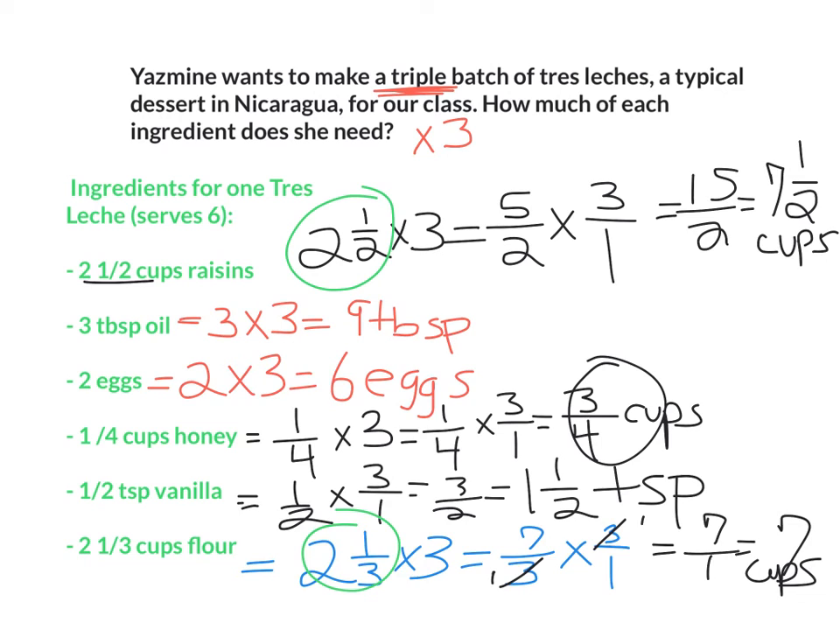So friends, it's actually pretty simple to multiply a mixed number times a whole number. And I have a challenge for you. Let's find a recipe that we can triple or double or quadruple. And if you can figure out the fractions, we will cook it in school. Happy fraction multiplying!